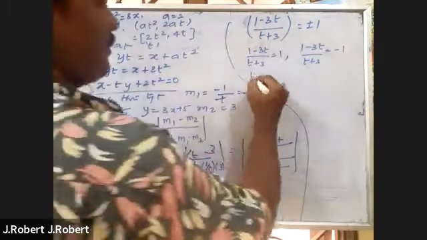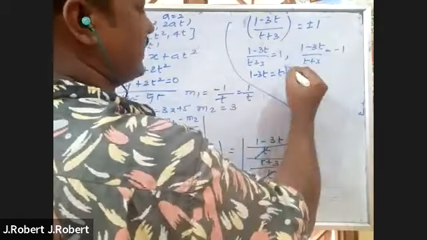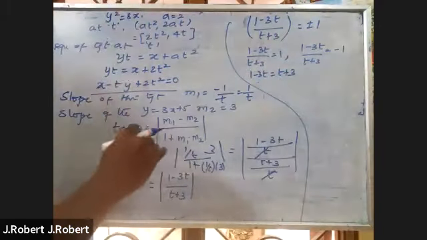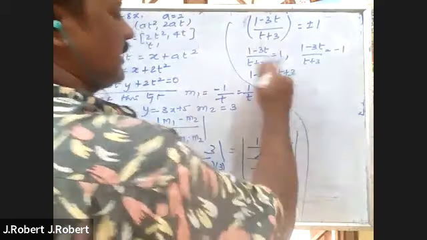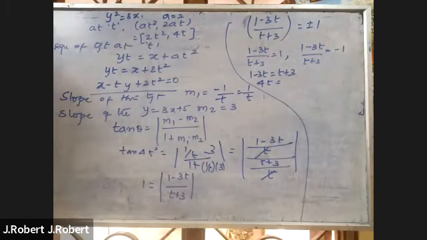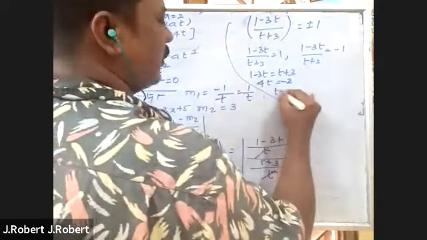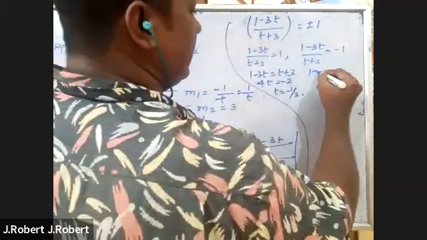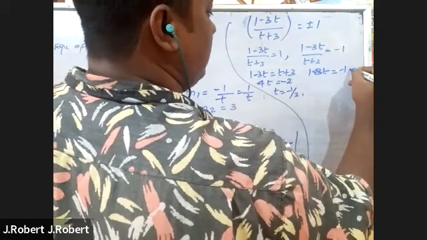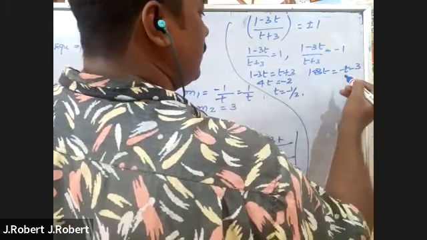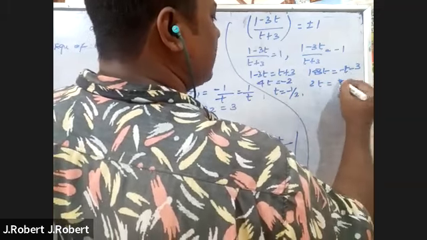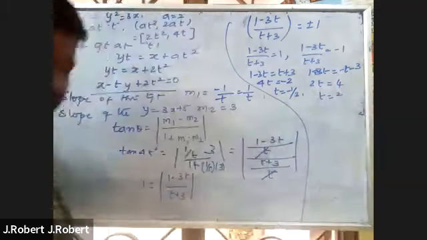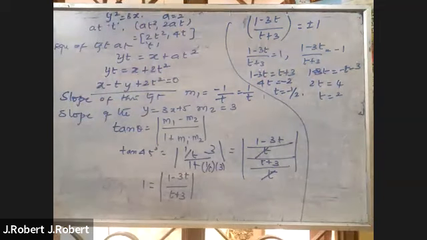Now 1 minus 3t is equal to t plus 3. From this, 4t, since minus 3t going to the other side becomes plus 3t, 4t equals minus 2. Your t is equal to minus 1 by 2. Similarly, 1 minus 3t equals minus 1 times t plus 3, which gives 2t equals 4. Your t is equal to 2. So t has two values, one is minus 1 by 2 and the other is 2. Correct?